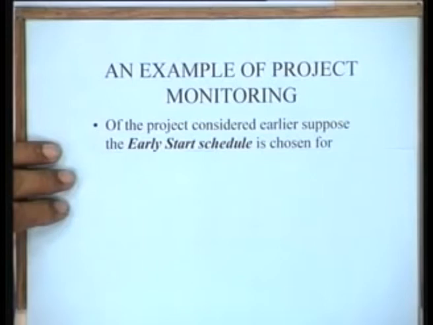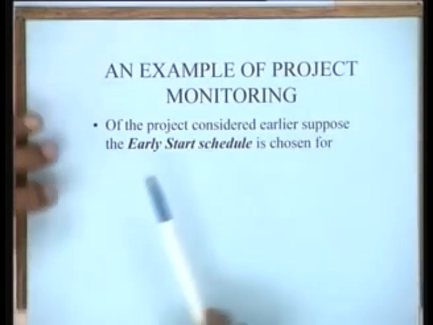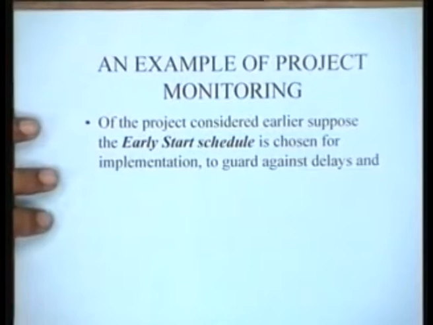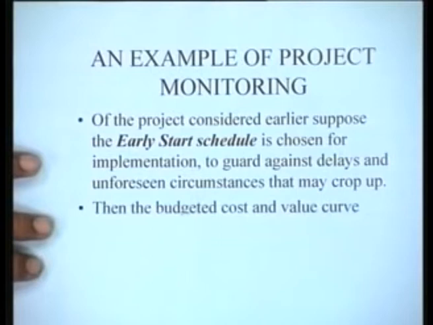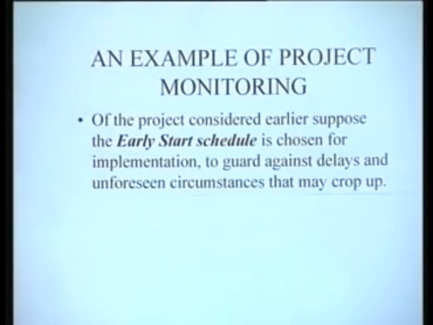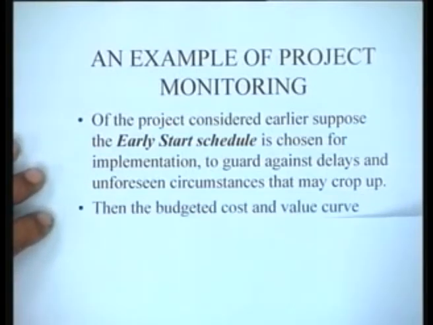So, of the project considered earlier, suppose that the early start schedule is chosen for implementation. Why is this chosen? Because we are assuming it to guard against delays and unforeseen circumstances that may crop up. Although we know that the late start schedule will have a lower NPV, because of the chaotic conditions prevailing, we would like to use the early start schedule for purposes of implementation. So, the early start schedule then becomes the basic figure which we'll have to be guarding against.